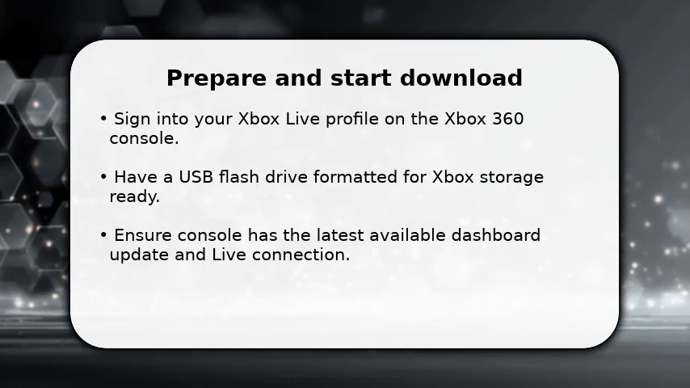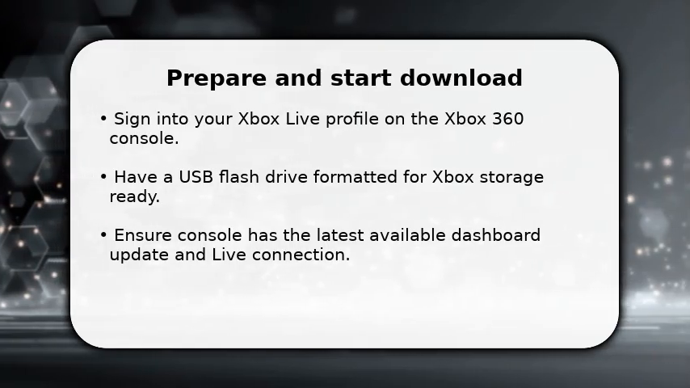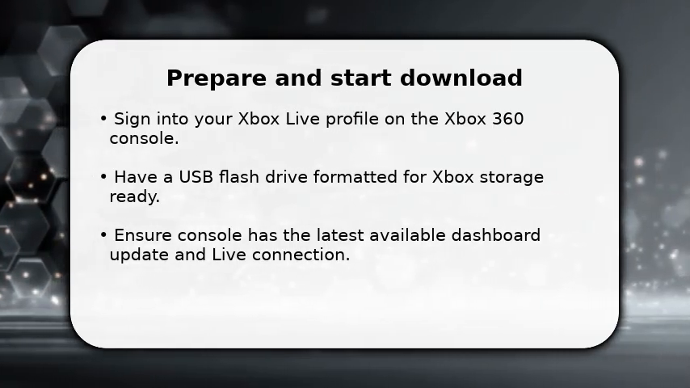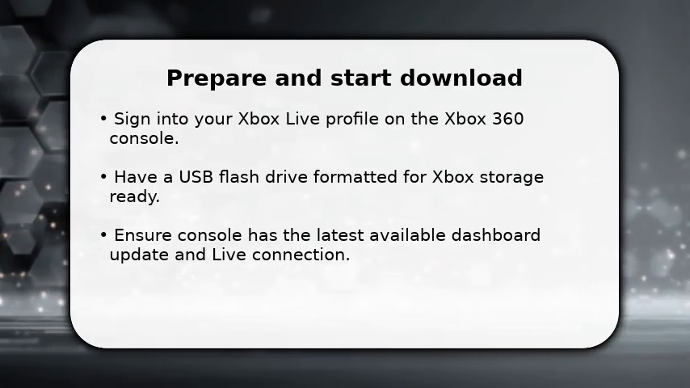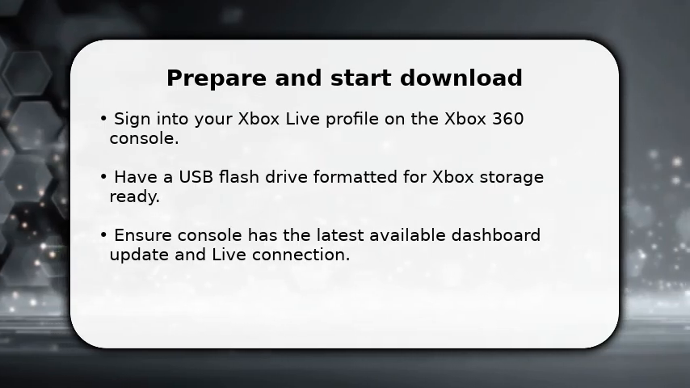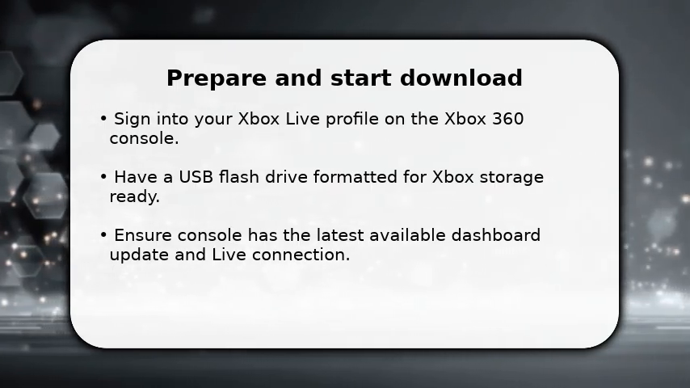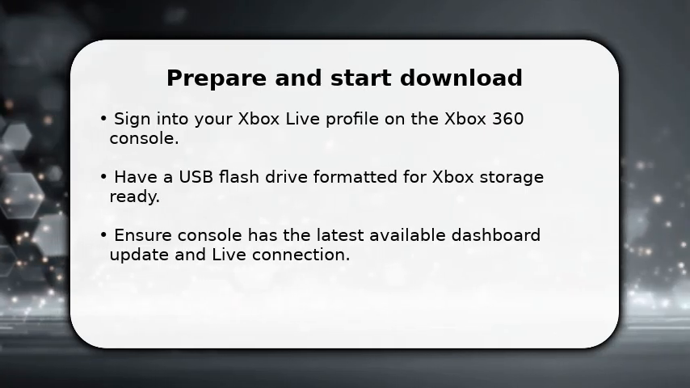You start on the console, sign into the profile you want the theme on, and confirm Live access. Once signed in, open Settings, My Xbox, and choose Themes. Make sure a USB flash drive is connected and formatted for Xbox storage. This lets you move or backup content.